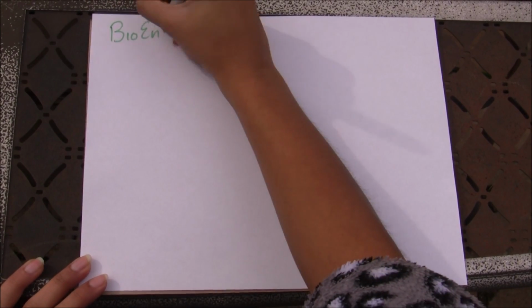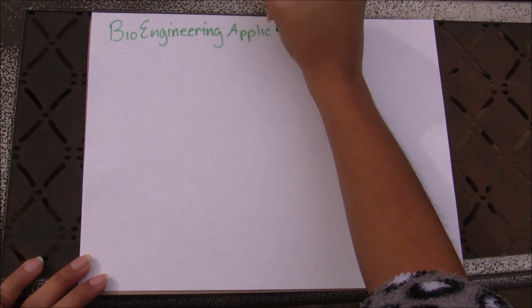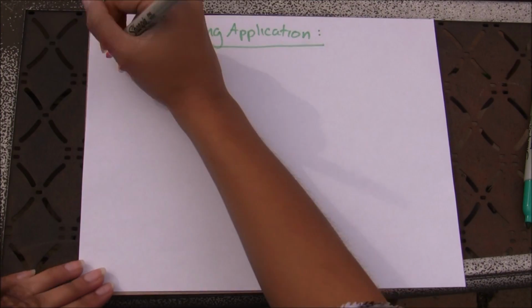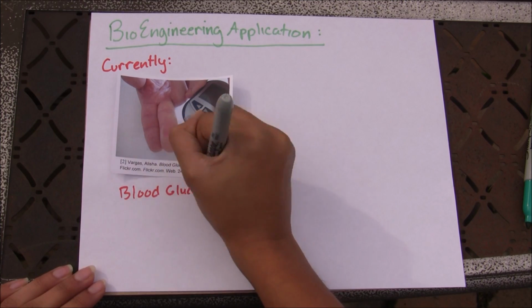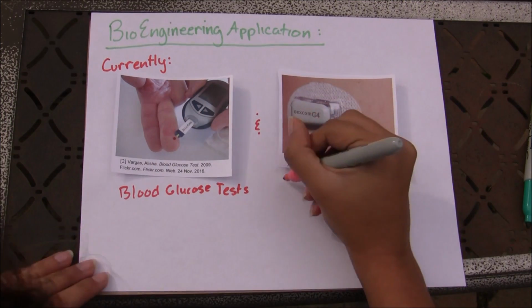How can we help as bioengineers? Better glucose monitoring, such as non-invasive techniques, a breathalyzer, continuous glucose monitoring, Dexcom, and insulin pumps with glucose monitoring.